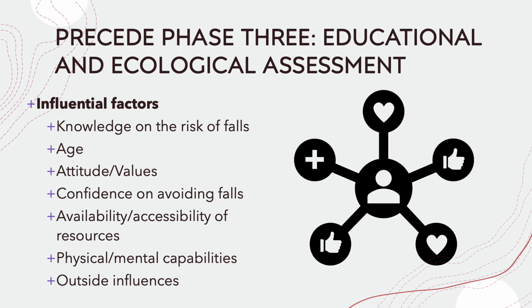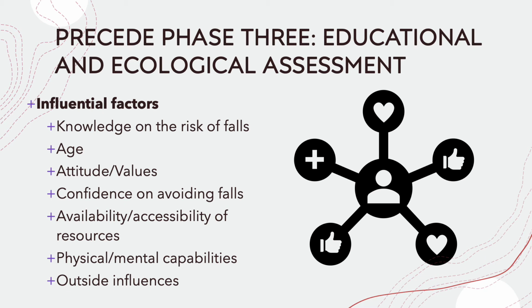We then have a two-part one: the availability and accessibility of resources, and the physical and mental capabilities. So, does this person even have the insurance or money available to get the preventative measures they need? Physically, can they drive a car to get to a support group? Physically, are they able to walk or exercise at all? Mentally, does this person live alone and have dementia? Can they even remember to keep an appointment? These are all very important, influential factors to think about.